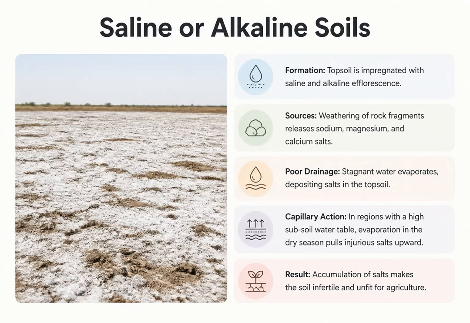A major issue in certain areas is the development of saline or alkaline soils, where the topsoil becomes saturated with sodium, magnesium, and calcium salts. This happens when undecomposed rock fragments weather and release salts. In places with poor drainage, stagnant water evaporates and leaves these salt deposits behind. Furthermore, in regions with a high subsoil water table, evaporation during the dry season pulls injurious salts upward from below through a process called capillary action, rendering the soil completely unfit for agriculture.